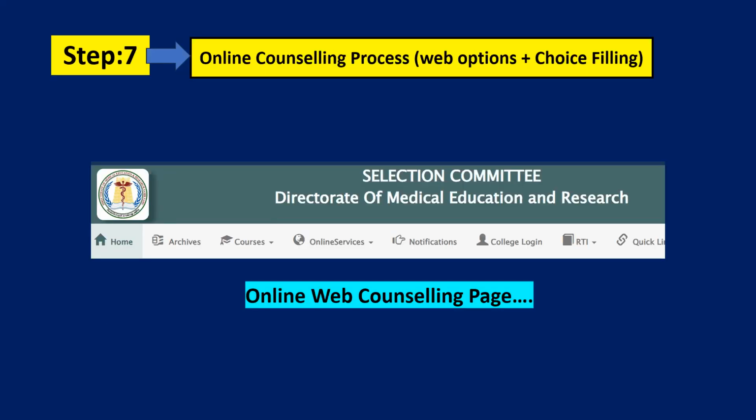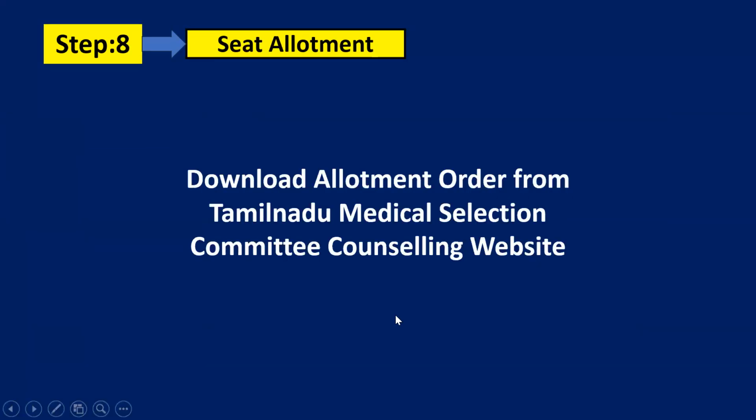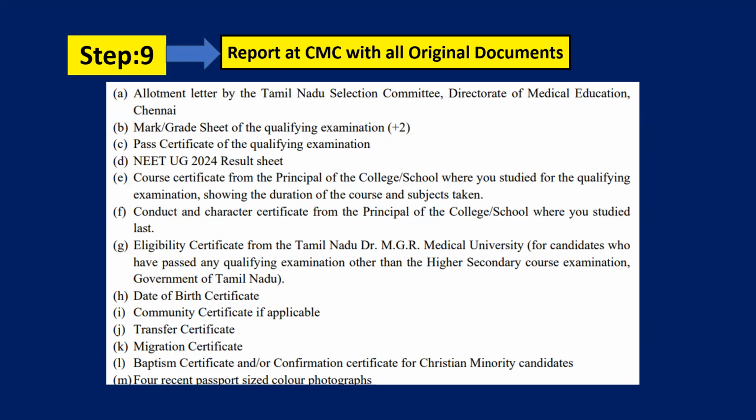Next, step 7, you should enter into online counseling process. In this online counseling process, you need to put your web options and choice filling. You have 4 rounds totally: round 1, round 2, mop-up round, and stray vacancy round. Next, step 8, seat allotment. Based on the NEET score merit list only, the seat will be allotted to the student. After you get the seat allotment, you should download it from official website. After you download the allotment order, you need to report at CMC with all original documents.